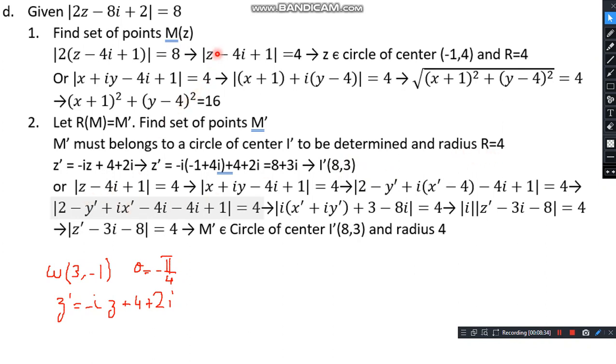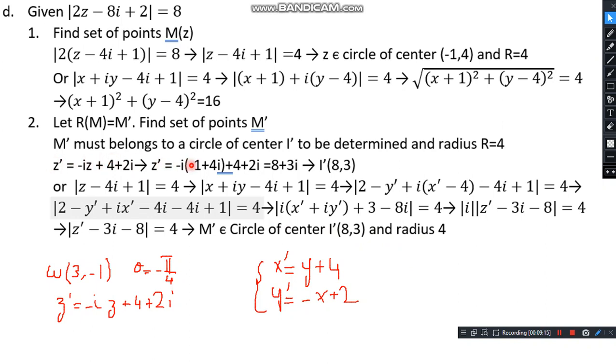Or if you want, we can start with the norm of z minus 4i plus 1 equal to 4. So x plus iy minus 4i plus 1 equal to 4. And remember in part B we did this, we wrote it in analytical expression form. So the x here will be 2 minus y prime, and the y is x prime minus 4. If you put the real with the real and the imaginary with the imaginary, you're going to get the norm of z prime minus 3i minus 8 equal to 4. So M prime belongs to a circle of center (8, 3) and radius equal to 4.